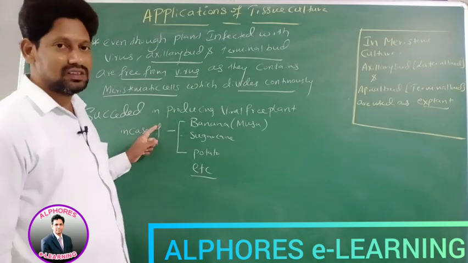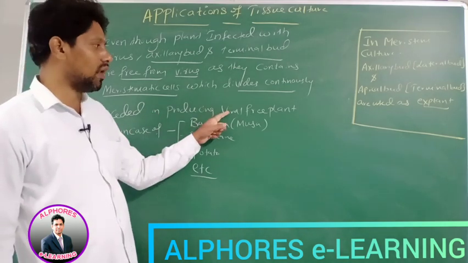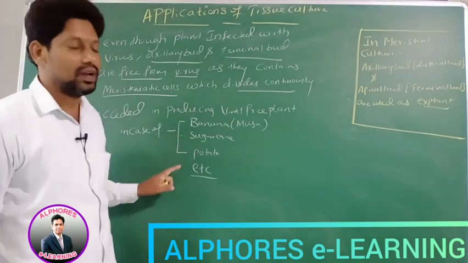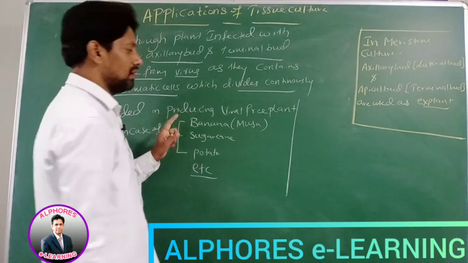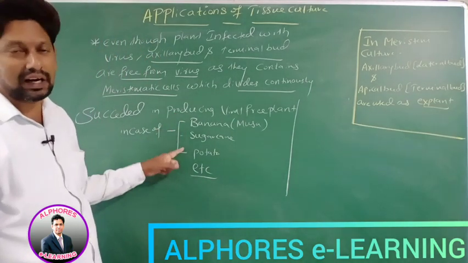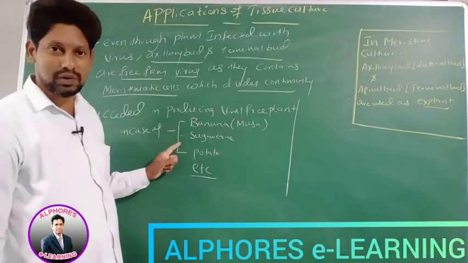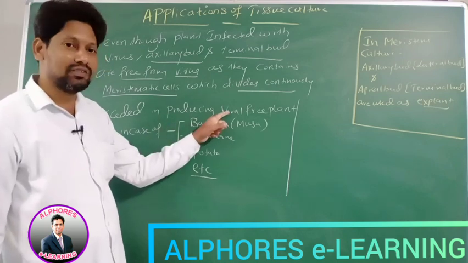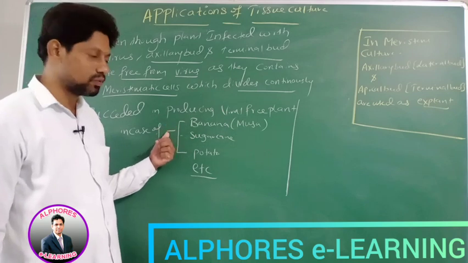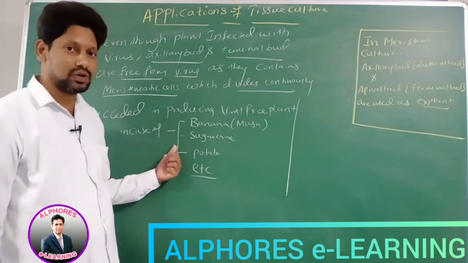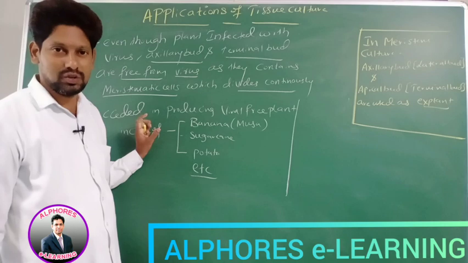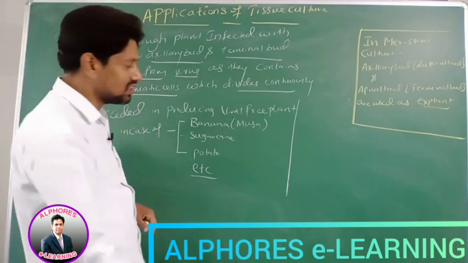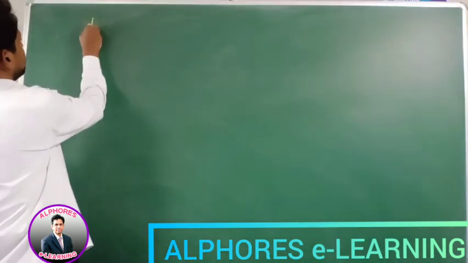See this statement carefully. Scientists succeeded in producing viral free plants in the case of banana, sugarcane, potato, etc. By which culture? Meristem culture. What is the explant? Axillary bud or terminal bud. What are produced? Viral free plants. In the case of which plants? Banana, sugarcane, potato, etc. These are applications of tissue culture.